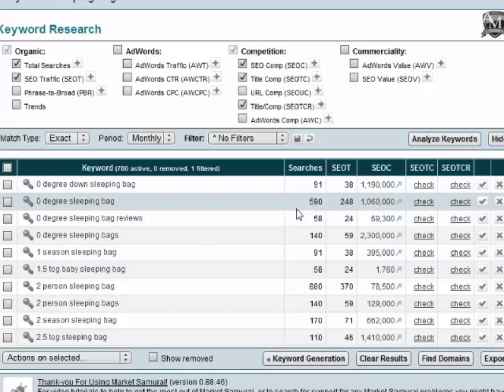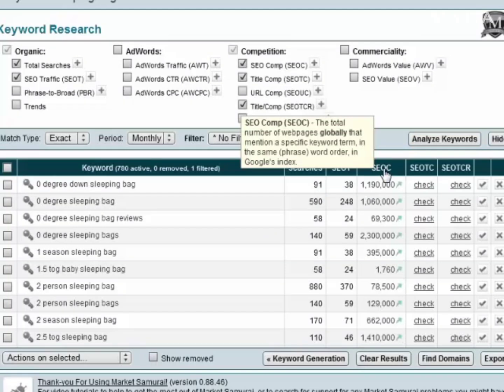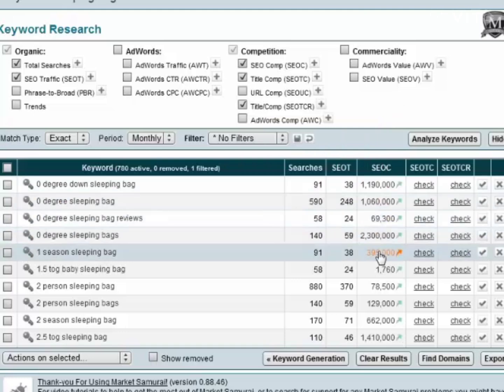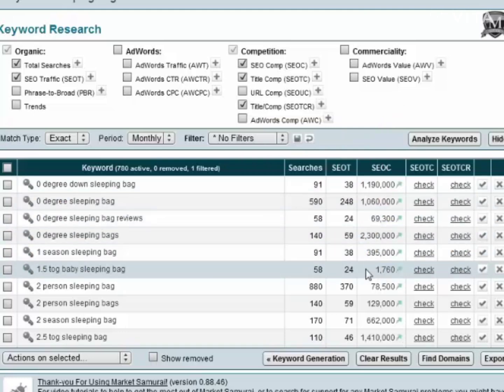Okay, so it's done bringing that information back. So now we can see we have the SEO competition, and that's just the total number of web pages globally that mention that keyword term anywhere on their page. So it's a good number to have because it can show you stuff that no one's even talking about, like the 1.5 TOG baby sleeping bag. Barely anybody is talking about that, and it doesn't get much traffic, so that's probably why.